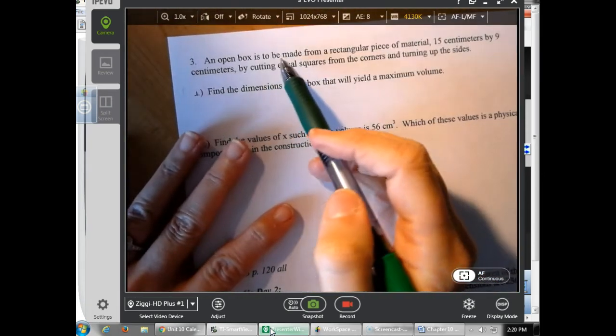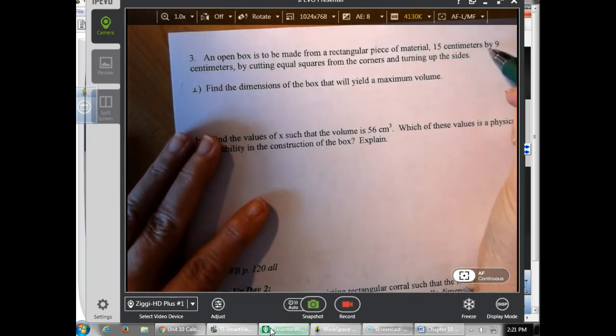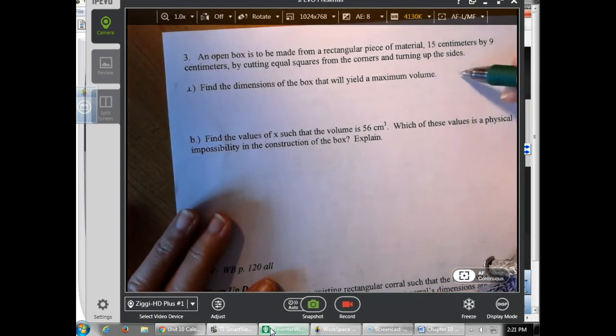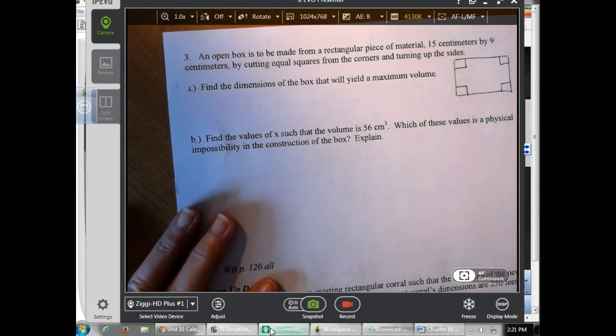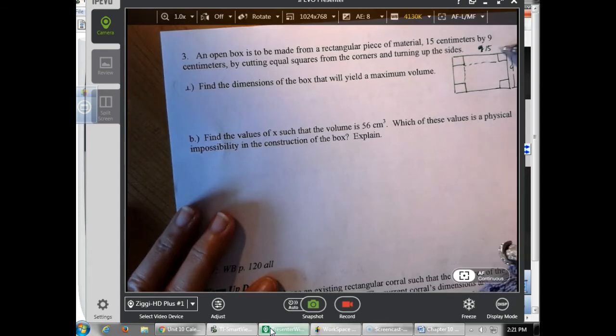An open box is made from a rectangular piece of material 15 centimeters by 9 centimeters, so it's a rectangle, by cutting equal squares from the corners and turning up the sides. So same kind of scenario here, except now I'm not dealing with a square base. So I know the dimensions: 15 here and 9 here. So from there to there is 9, and from here to here is 15.